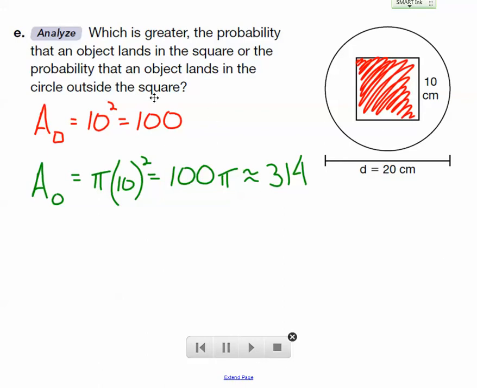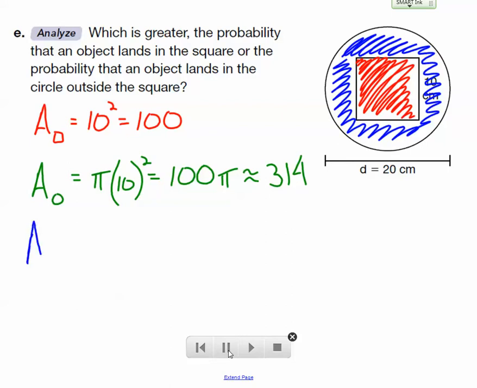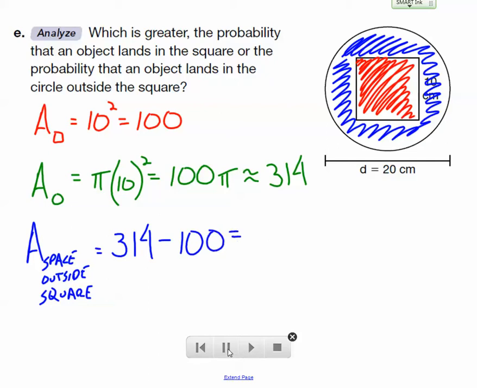But they want to know if that's greater or less than the probability that it's going to land in the area outside the square. Well, we haven't even figured out the area outside the square yet. That's this blue area here. So we know the whole circle is 314. So we're going to figure out the area of the space outside the square. The area of the whole circle is about 314. And we know the area of this square is 100, so the area outside the square would be 314 minus 100, or 214.